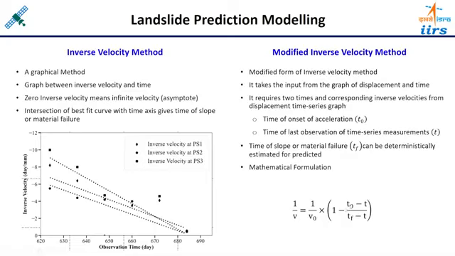So in the displacement time graph we have to identify two times and the corresponding velocities: time t and the velocity at t, and time t0 and the velocity at time t0. These 4 things we can obtain from the displacement time series graph, and TF can be calculated from this equation. Given V, V0, T and T0, what is left is only TF, the time of failure, that is, the time of slope failure.